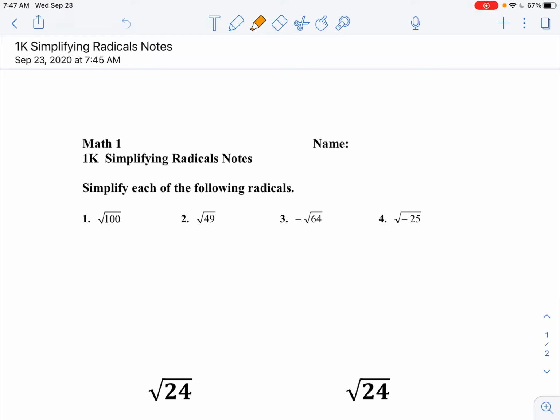Hi, in today's lesson we're going to look at something called simplifying radicals, or more specifically, simplifying square roots. So we just got done with our exponent lesson. We saw that 1 squared means 1 times 1, which is 1. 2 squared means 2 times 2, which is 4, and so on. 3 squared is 9. 4 squared is 16. 5 squared is 25, and I'm just going to write the rest.